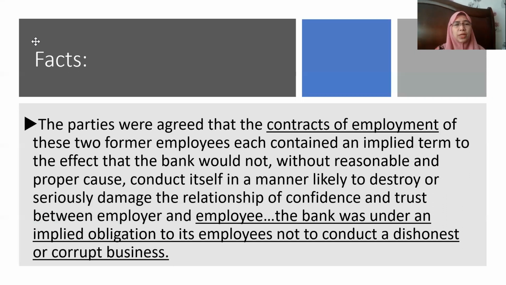The parties agreed that the contracts of employment of these two former employees each contain an implied term to the effect that the bank, because their employer was the bank, will not, without reasonable and proper cause, conduct itself in a manner, and the bank was under an implied obligation, not expressed, to its employees not to conduct a dishonest or corrupt business. So of course, business has to be legal, has to be honest, even though it's not stated in their contract of employment.